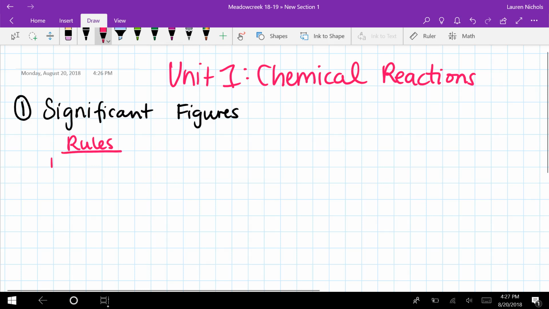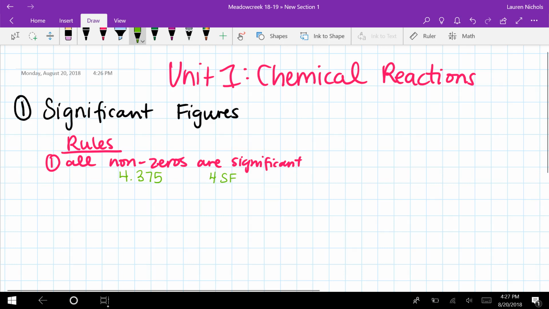So the first rule is that all non-zeros are significant. This means that they contribute towards the accuracy. So, for example, if we have the number 4.375, all 4 of those digits are significant. So we have 4 sig figs because all 4 numbers are non-zero.